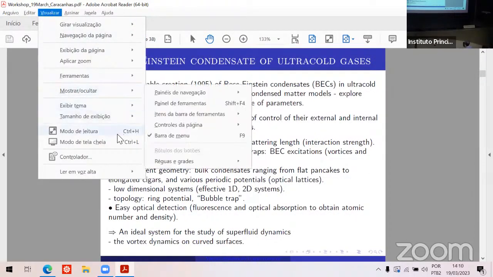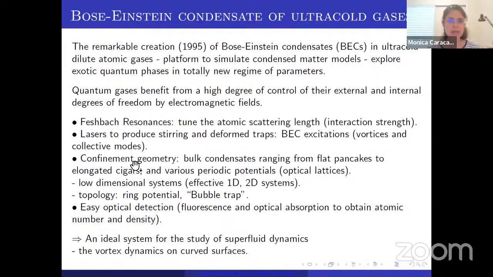Let me return to here. Okay, then I stop here. I was explaining about the traps and how you can control the dimensionality of the system. You can go to effective 1D or 2D systems just by controlling the magnetic and optical traps. And also change the topology of the system, try to create ring traps, and also the bubble trap. Besides all this control, you can probe your sample very well in these systems. You can use fluorescence or optical absorption to obtain the number and density, and also techniques like phase contrast imaging to get information about the phase of the macroscopic wave function.